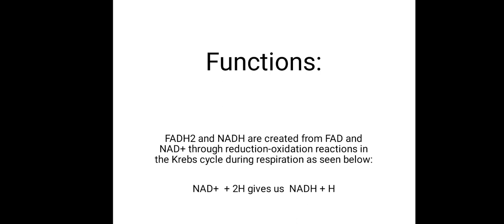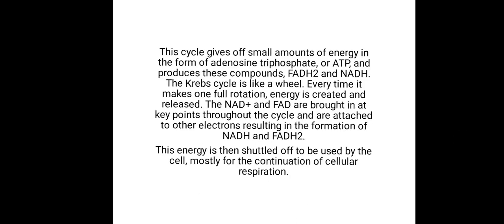Functions: FADH2 and NADH are created from FAD and NAD plus through reduction oxidation reactions in the Krebs cycle during respiration, as seen below. This cycle gives off small amounts of energy in the form of adenosine triphosphate or ATP and produces these compounds, FADH2 and NADH. The Krebs cycle is like a wheel.